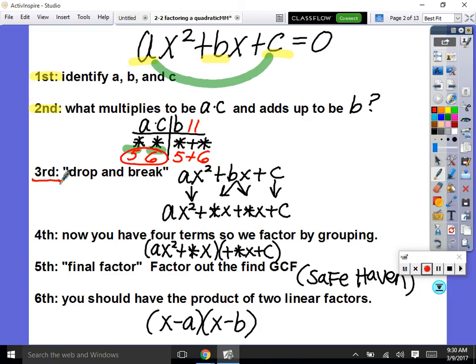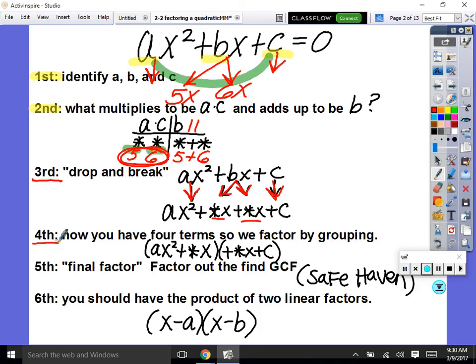Your third step is what I call drop and break. So you go down and you drop your end terms down exactly as they are. So you drop down ax squared and you drop down c. And then you're breaking down your middle term. So you're rewriting bx as those two factors. So if it was 5 and 6, you put 5x, because they're x's, and 6x. So that's the break. We drop down our end terms, and then we break down our middle term, writing it as the two factors, but with an x.